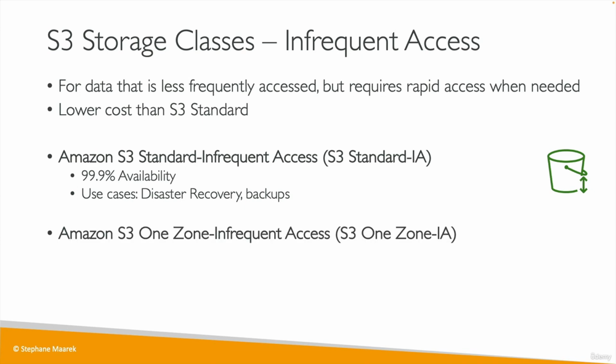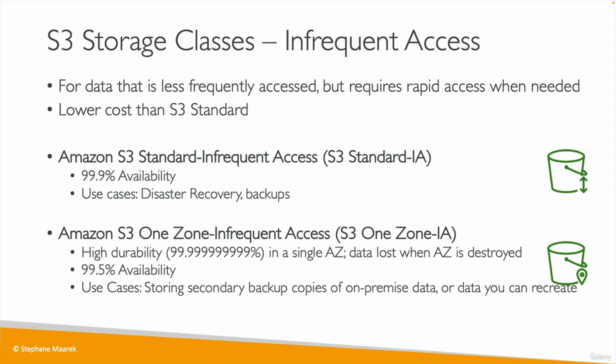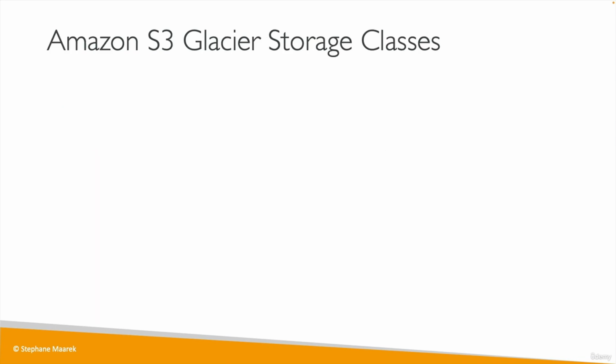And Amazon S3 One Zone Infrequent Access, One Zone-IA, has high durability, okay, within a single AZ only. And the data is going to be lost if the AZ is destroyed. Availability is even lower, so it's 99.5% availability. And so the use cases of S3 One Zone-IA are to store secondary copies of backups of maybe on-premises data, or data you can recreate.